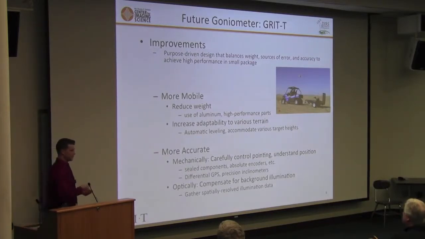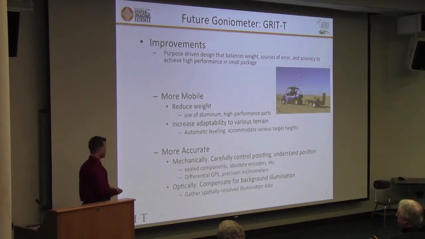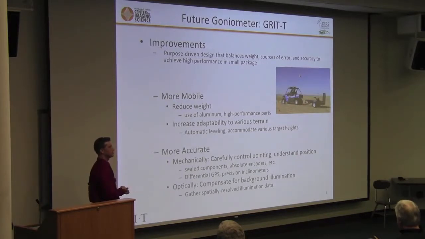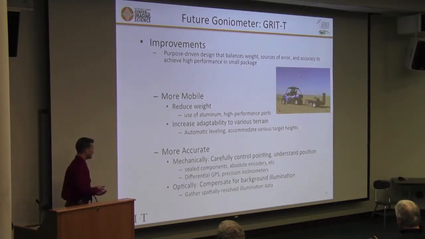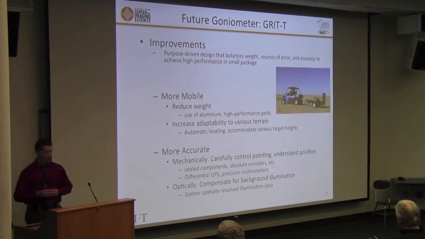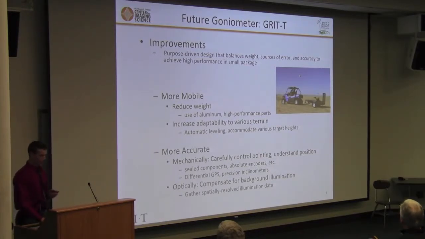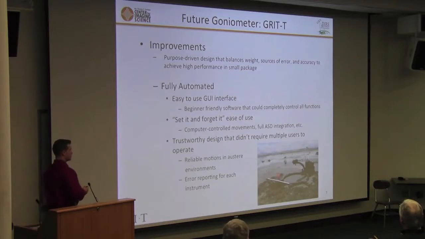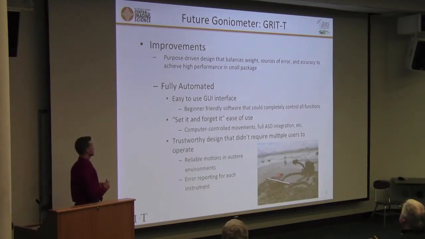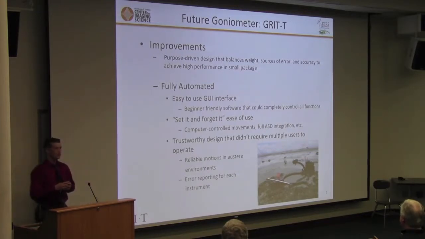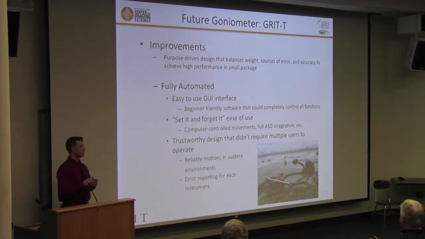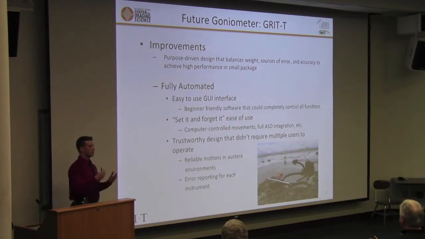In addition, optically, as the two presenters before me kind of explained, there's a need to compensate for varying illumination both temporally and spatially. So one of the things we decided we had to do was compensate for this background illumination. And in order to do that, we had to gather spatially resolved illumination data. And I'll talk about that more in just a second. Another improvement that was important over the previous design was something that was fully automated. We had a semi-automated device in GRIT, but what we were really looking for was something that would be beginner-friendly and would be more of a set-it-and-forget-it type thing.